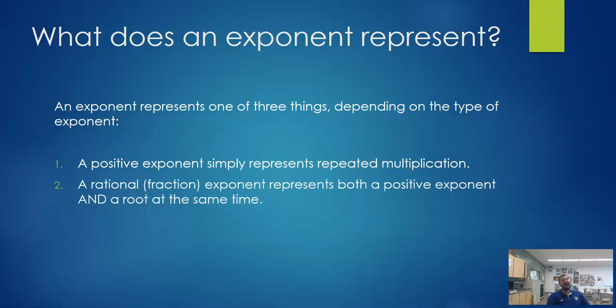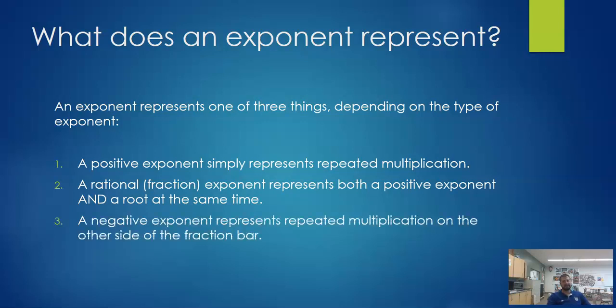If we have a rational exponent, that represents both a positive exponent, like we talked about previously, and a root at the same time. And again, we'll do an example of one of those, and we'll go over that a little bit more thoroughly in just a second. The third thing that we need to talk about is a negative exponent, because those do appear a fair amount too. That represents repeated multiplication, but it means it's happening on the other side of the fraction bar, okay?